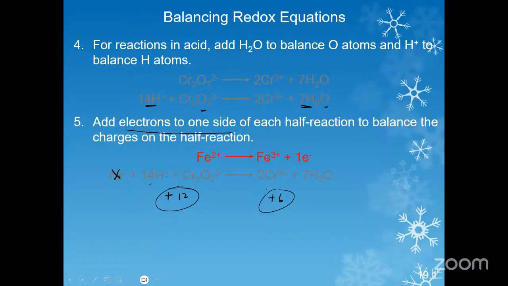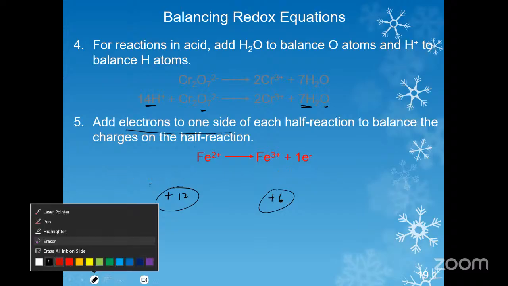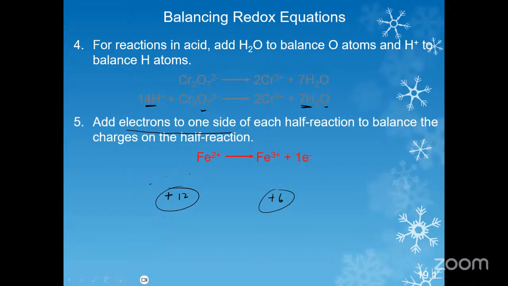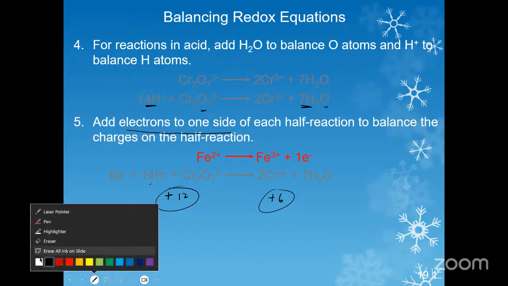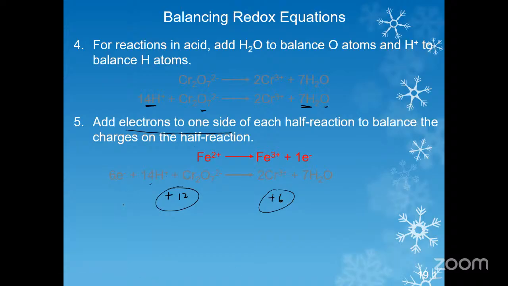According to the rules, the next step is to add electrons to the side with the higher net charge, right? Which would be the left side, which has +12. So what's the number of electrons you would add? You would add 6 electrons. And the reason why you would add 6 electrons is because each electron carries a negative charge. So when you add 6 electrons, you're adding a total of -6 on this side. 12 minus 6 gives you +6, which balances with the +6 on the other side.